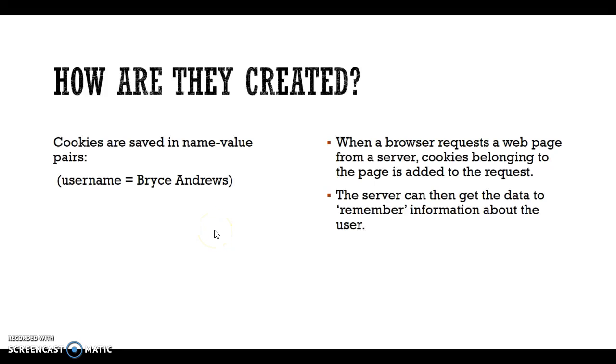So cookies are created, like I said, in name value pairs. And when a browser requests a web page from a server, cookies belonging to the page are added to that request. And the server can then get the data to remember information about the user.